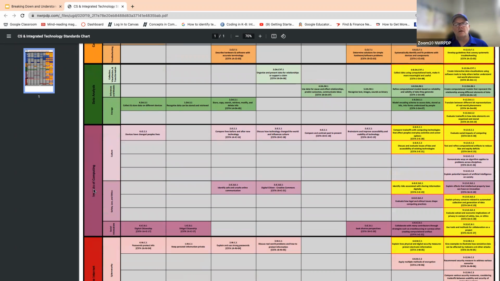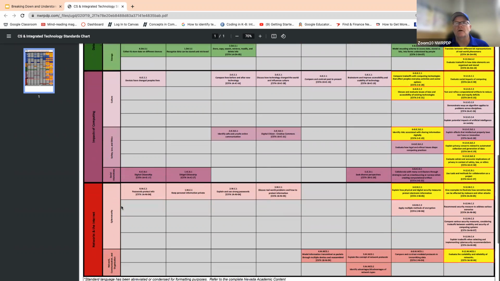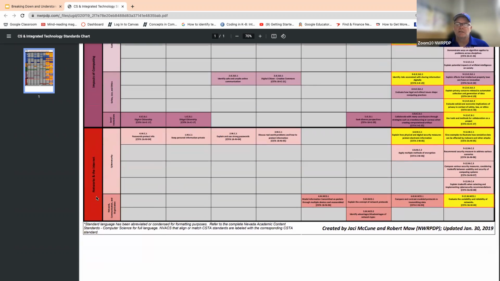The next concept is impacts of computing. So this is your social stuff, the culture, laws, ethics, things like that. And what's appropriate, what's not appropriate, safe use, intended use, phishing, what else? And then also having diverse perspectives and that digital citizenship type stuff. So that's that concept. And then the last one that the standards contain is the networks and the internet.